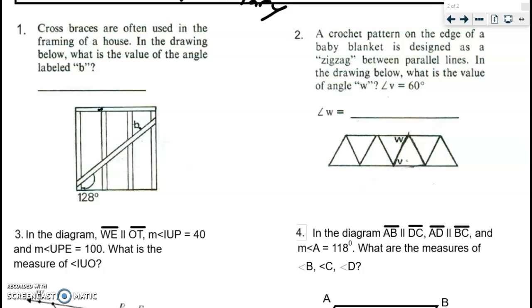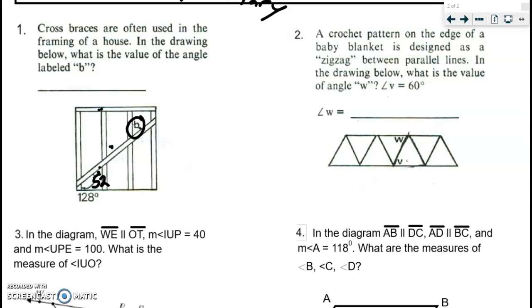All right. In the drawing of the house below, what is the value of the angle B? Well, this angle B right here, this one says it's 128 degrees. This whole angle right here is 128 degrees. So we know that these two are supplements of each other. So we know that this angle right here is going to be 52 degrees.